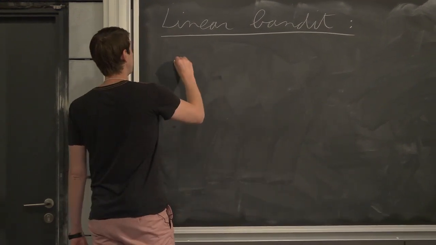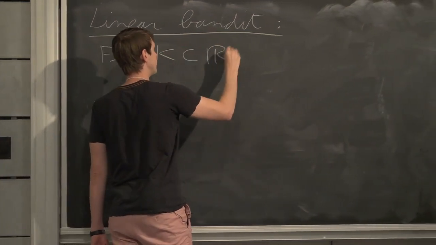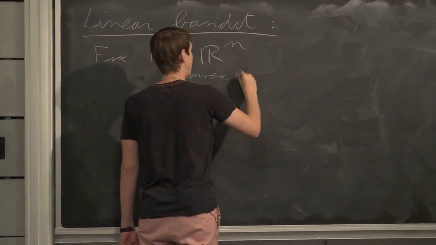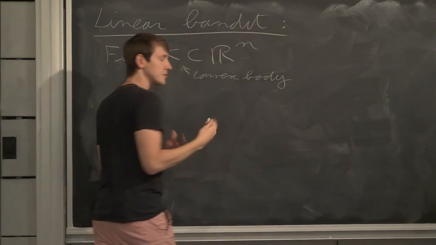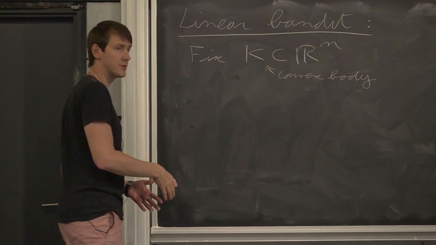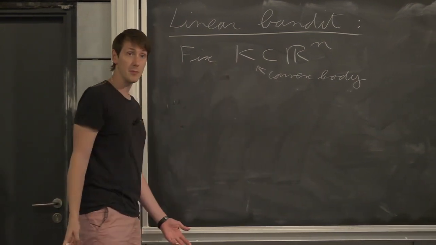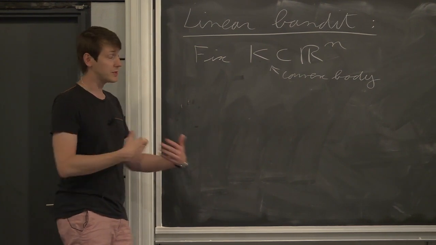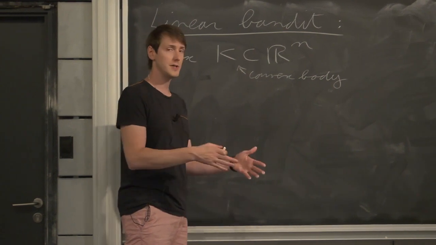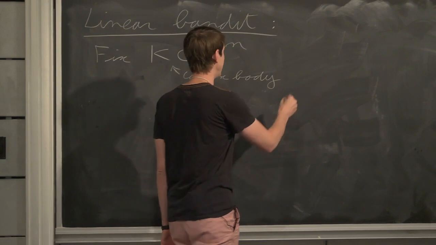It's like this. Fix K, a convex body in R^n. We're going to play the type of sequential games that we have been playing so far, but instead of selecting a point in the simplex, as we have been doing so far, we will select a point in K. And the adversary will select, just as so far, a sequence of loss vectors in R^n also. Okay, so fix K in R^n.